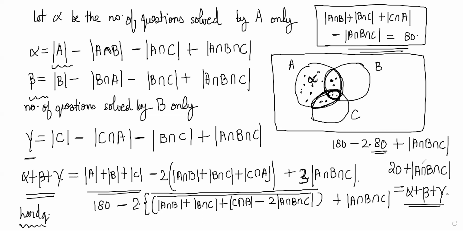Now think about it. A intersection B intersection C is the set of questions that are solved by all three. So those are the easy questions. And from here we are getting that the hard questions is 20 more than the easy question. So the answer to the question is yes, the number of difficult questions is 20 more than the number of easy questions. Okay. So that was another application of inclusion and exclusion.